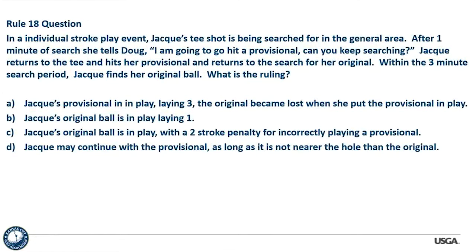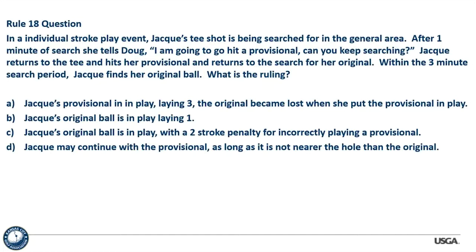All right, so let's talk about a Rule 18 question for you. In an individual stroke play event, Jackie's tee shot is being searched for in the general area. After 1 minute of search, she tells Doug, I'm going to go hit a provisional, can you keep searching? Jackie returns to the tee and hits her provisional and returns to the search for her original ball. Within that 3-minute search period, Jackie finds the original ball. So what is the ruling?